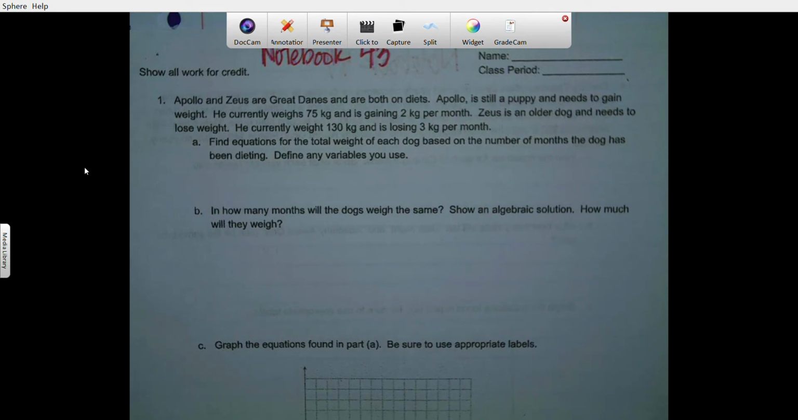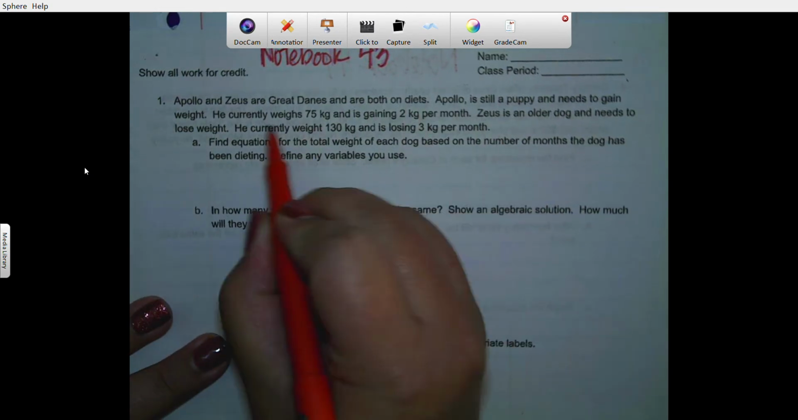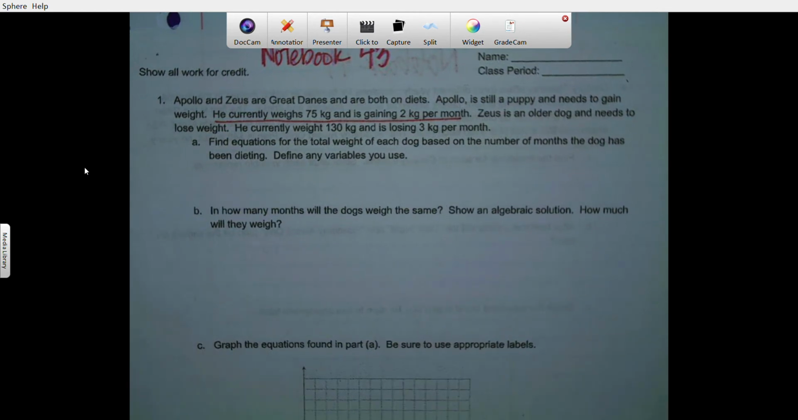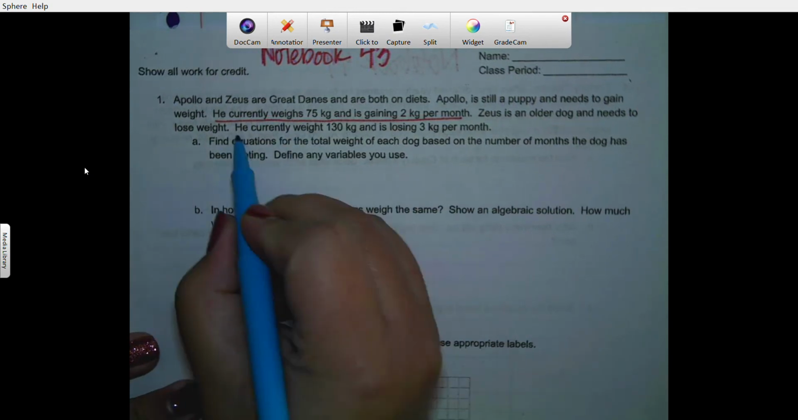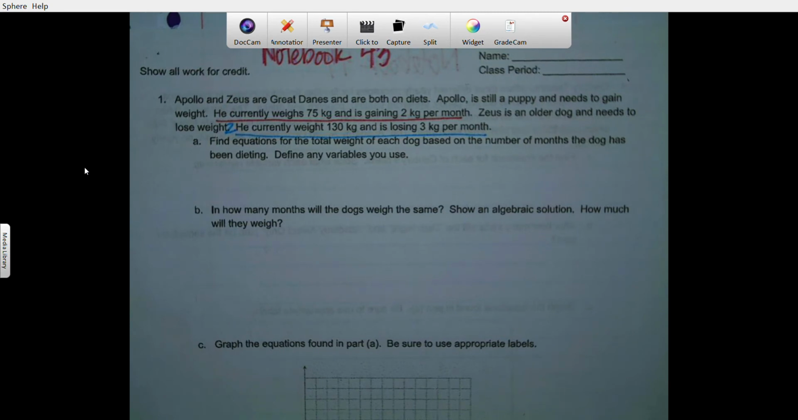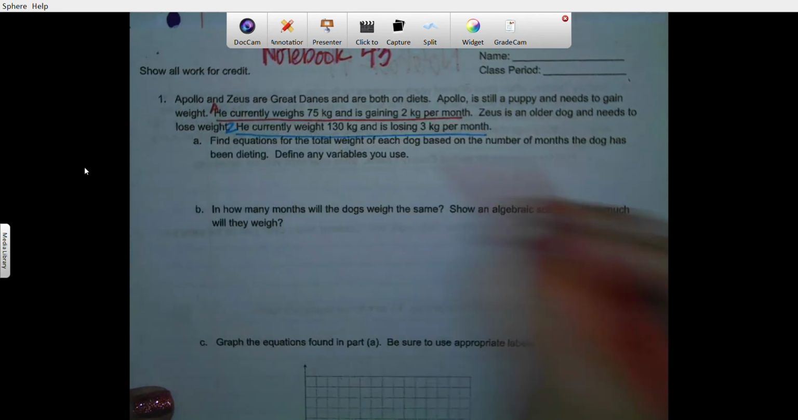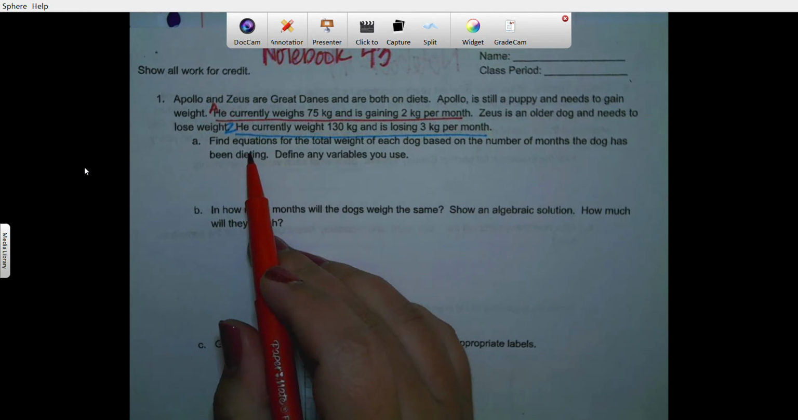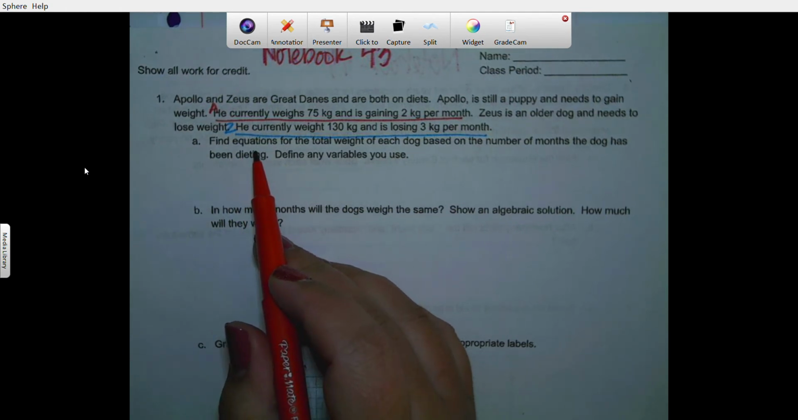So here we go. Apollo and Zeus, Great Danes, are both on diets. Apollo's a puppy and needs to gain weight. Currently weighs 75 kilograms and is gaining 2 kilograms per month. Zeus is an older dog and needs to lose weight. So here's Zeus in blue and Apollo in red. Okay? So find the equations for the total weight of each dog, based on the number of months.